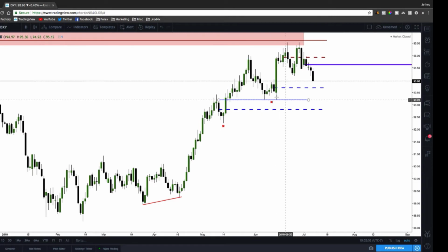But if it's just forming wicks, like you see how it's just wicking at these levels here, at that point, you can start anticipating a potential change in direction. So it could find support at this level again. But we just have to see how price action looks whenever we get to that level.